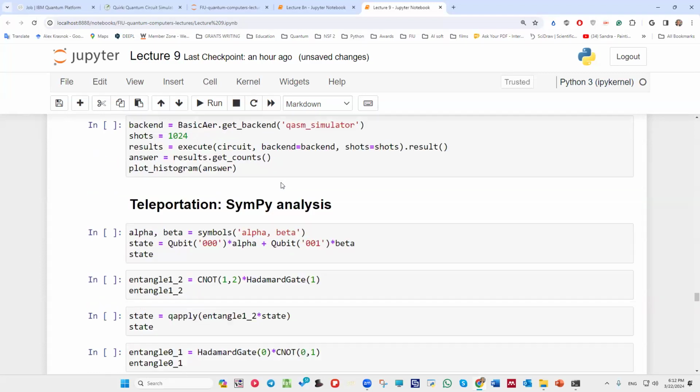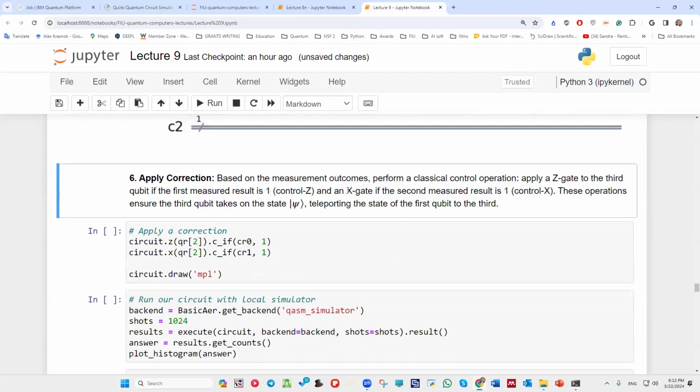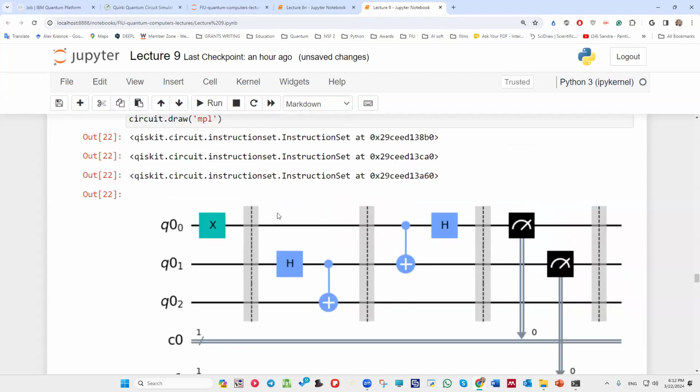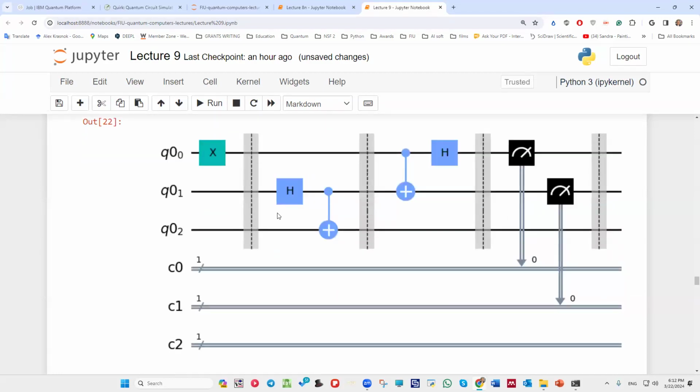As we will see, this circuit basically represents the teleportation protocol if the result of measurement is 0. Okay.